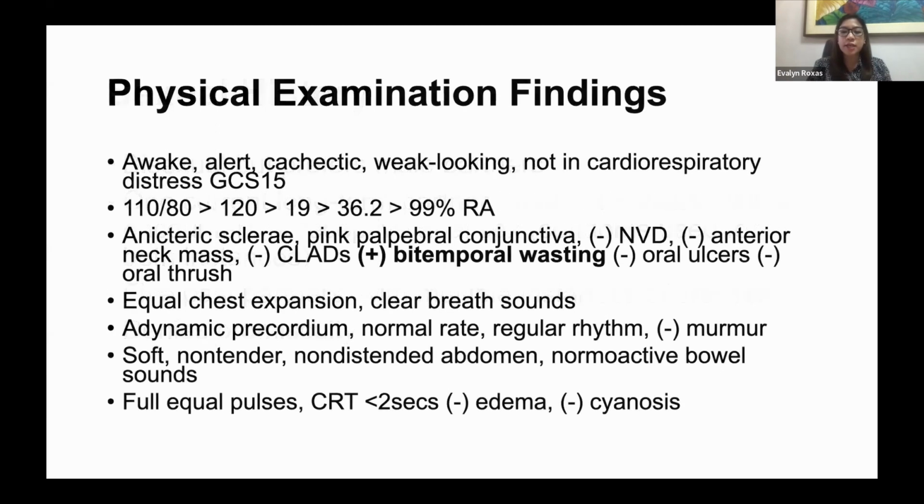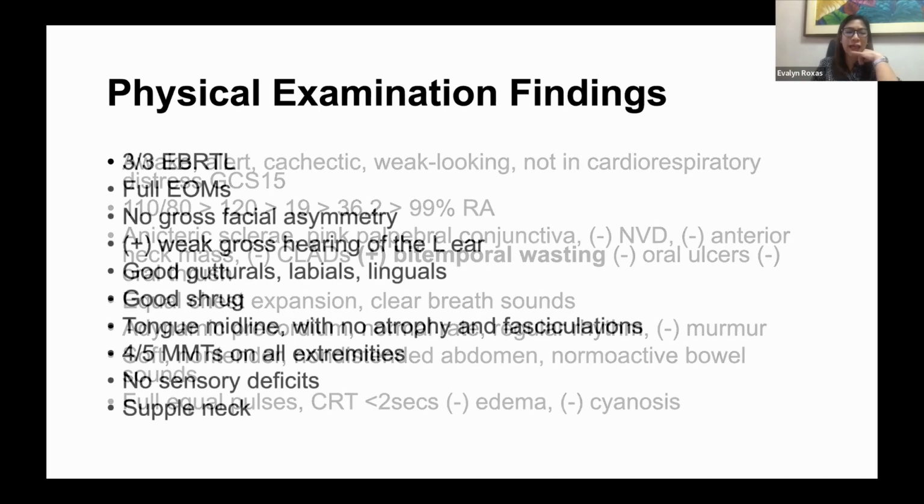On PE findings, important PE findings were the following. There was bitemporal wasting, and the vital signs upon admission were the following. So 110/80, heart rate of 120, respiratory rate of 19, and he was not febrile during that time with a temperature of 36.2, and a 99% O2 sat. He was also not cyanotic during that time.